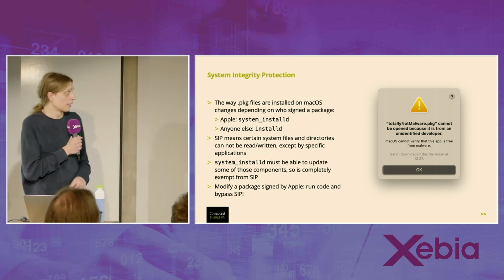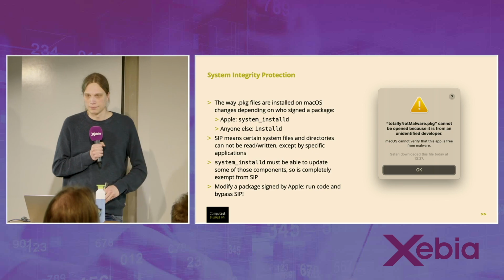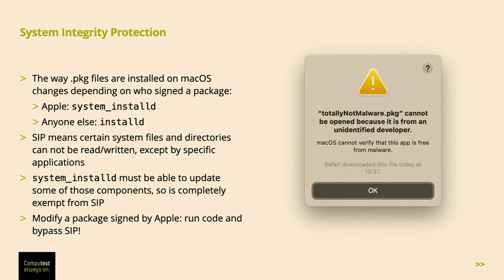Next up, system integrity protection. Now, if you install a package, then the way it's installed actually changes depending on who signed the package. If a package was signed by Apple, then the installation is performed by system install-d, and everybody else just gets normal install-d. Because one of the security measures in macOS, system integrity protection, means that certain files cannot be read or modified except by specifically signed software or Apple's own software.